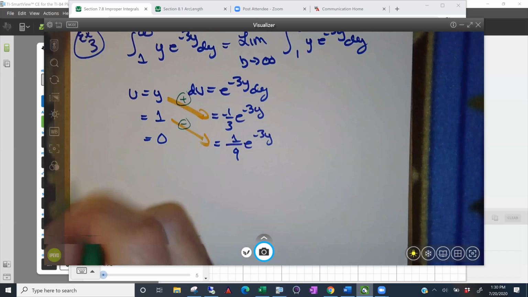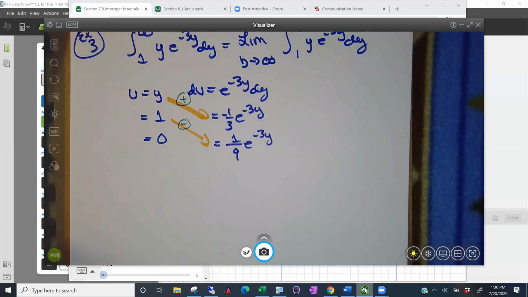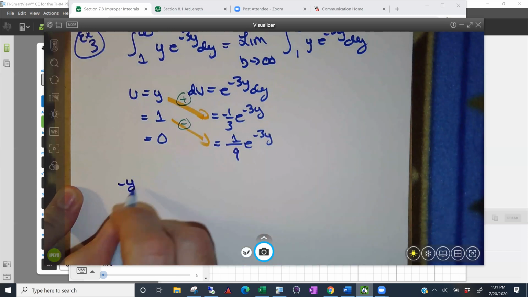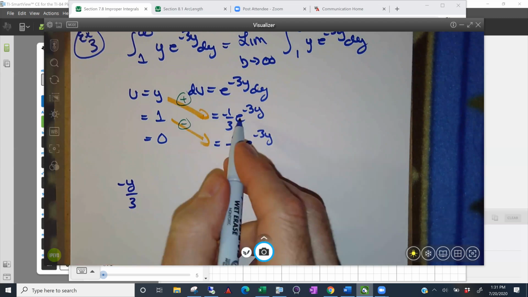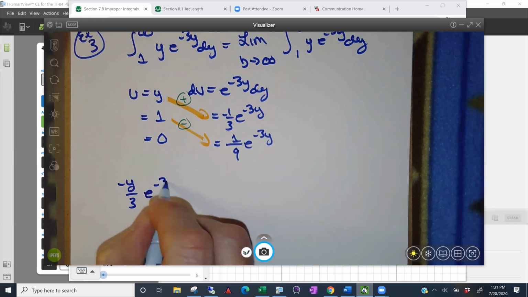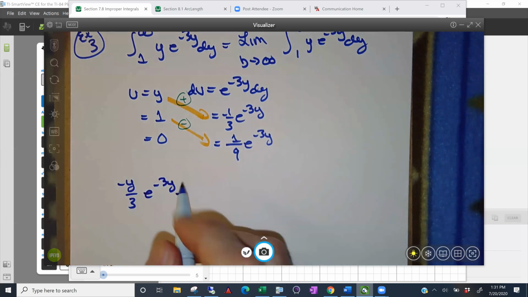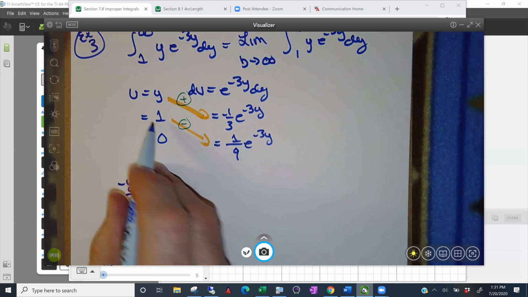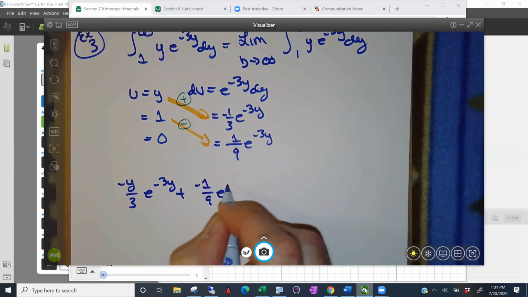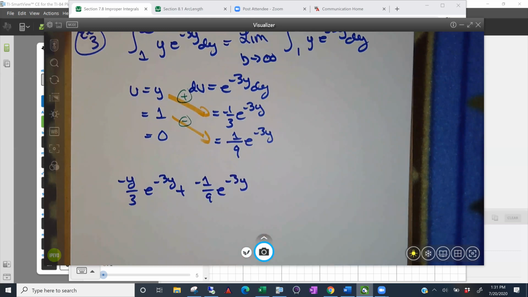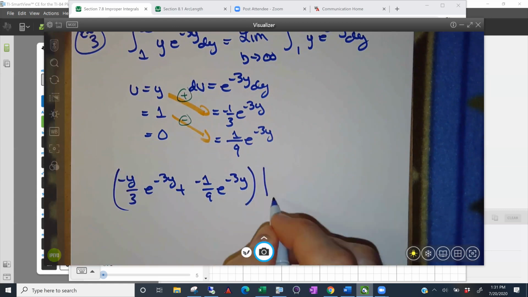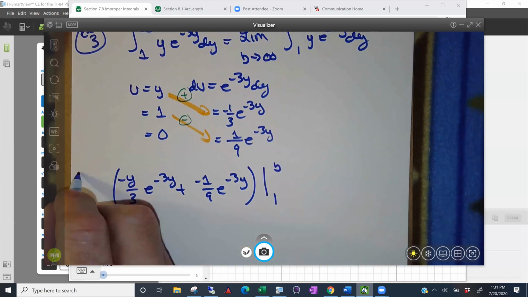We end up with, let's see, here we go. This times this would be negative y over 3 e to the negative 3y. Plus 1 times negative times this would be negative 1 over 9 e to the negative 3y. And all that's between 1 and b. And I still have my limit out front.